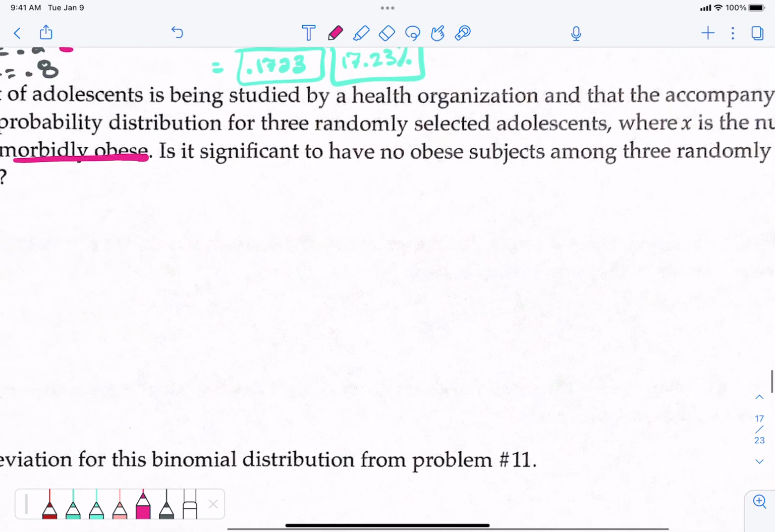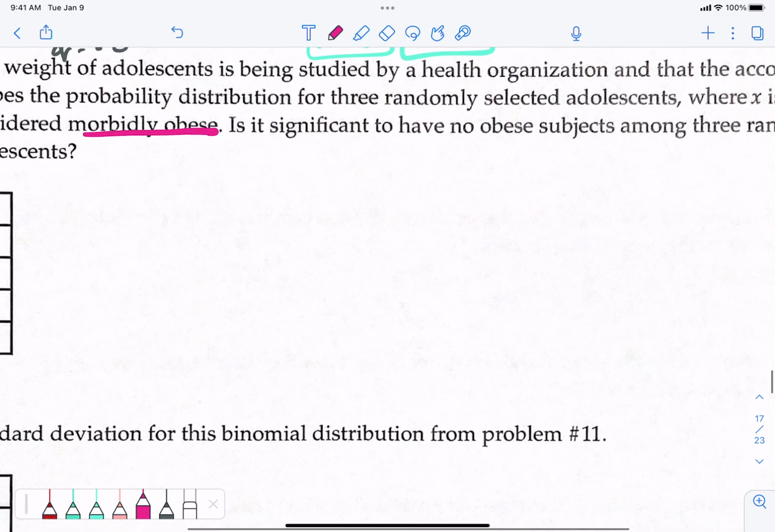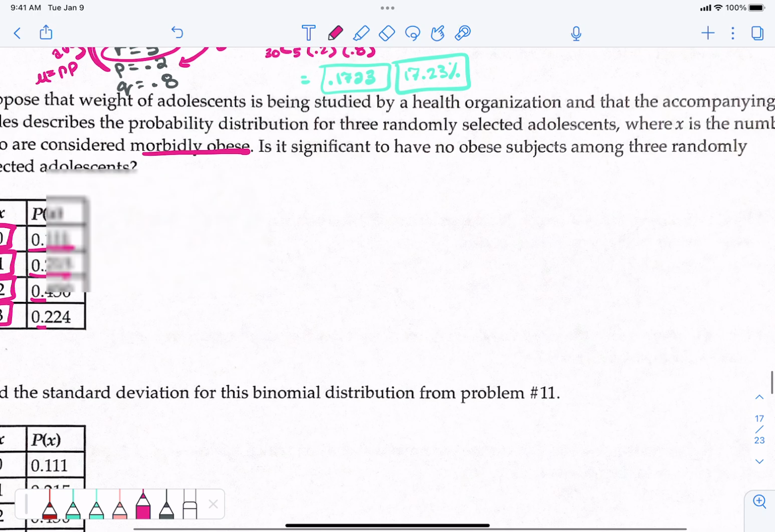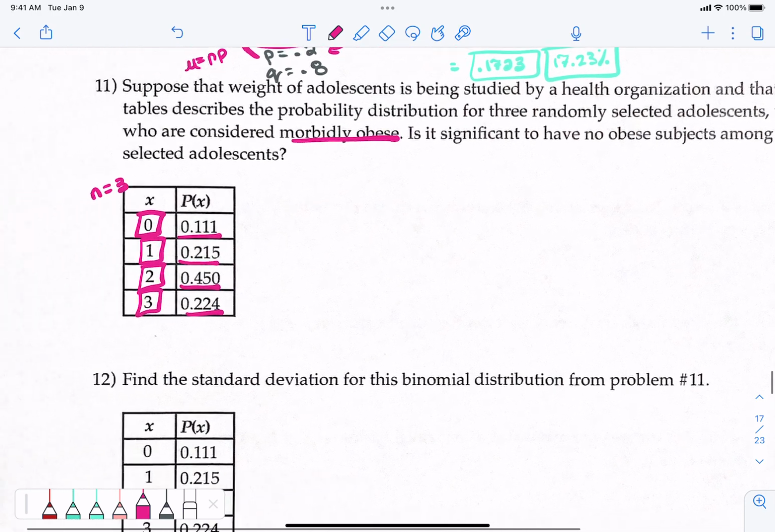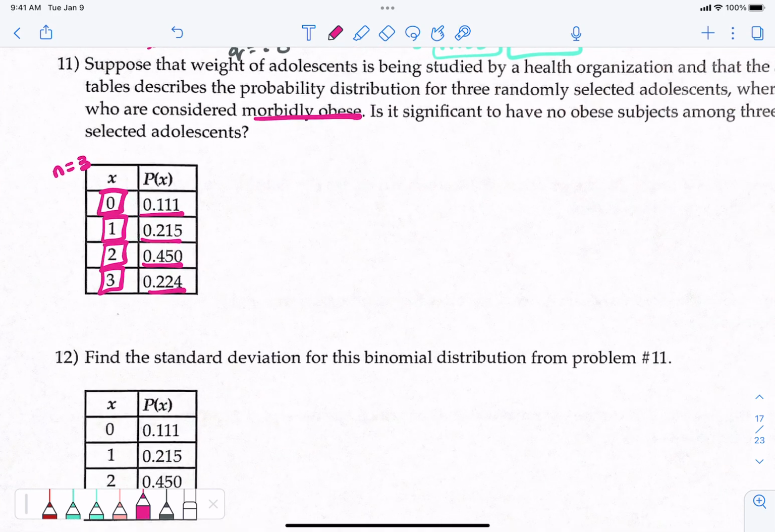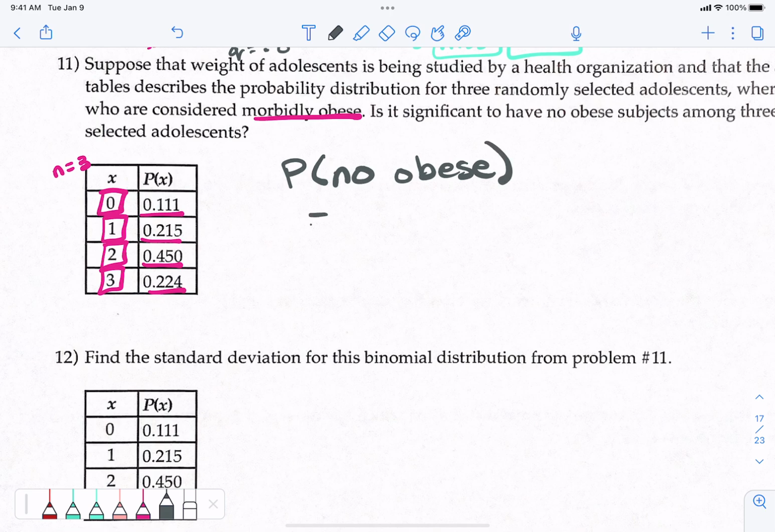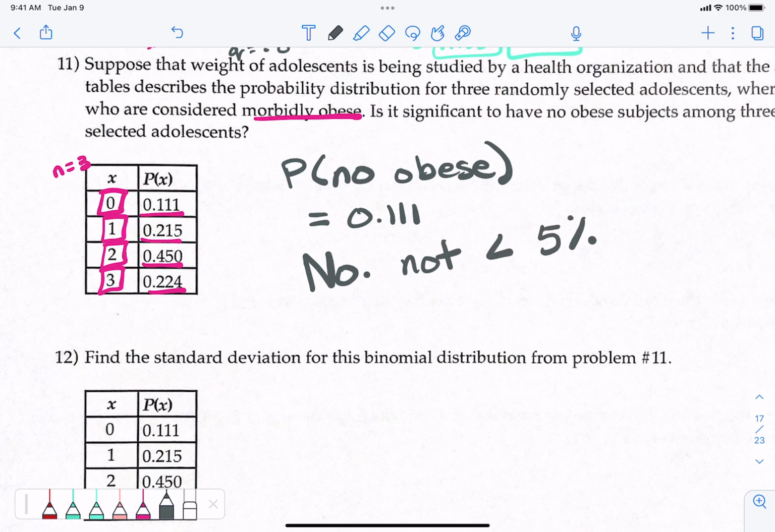All right. They're going to ask us some questions. Is it significant to have no obese subjects among 3 randomly selected adults? What is the probability of no obese? 11%. 0.111. Is that significant? No. Why not? Because it has to be less than 5%. It's 11%. It would be significantly rare if it was less than 5%.